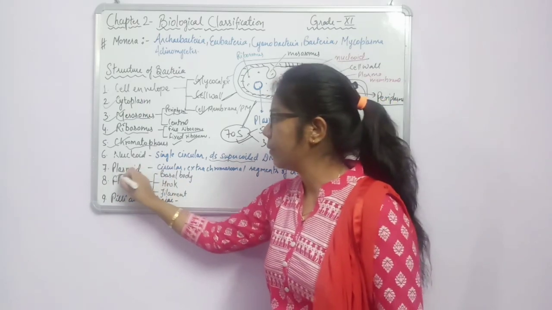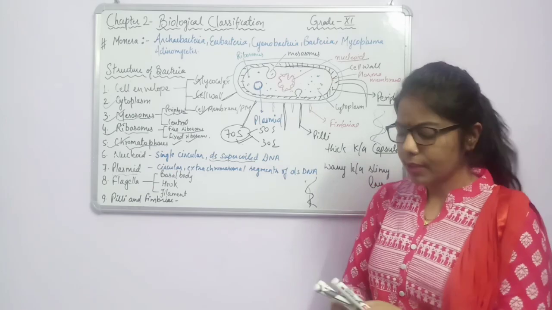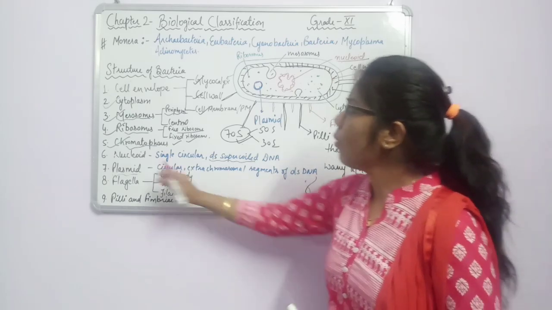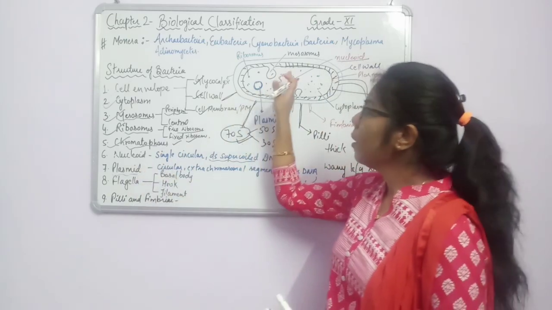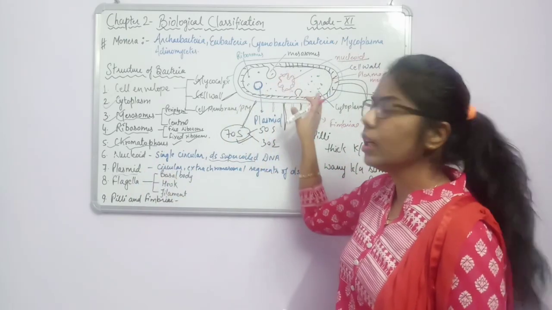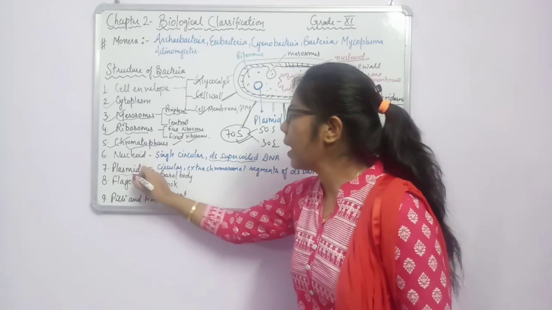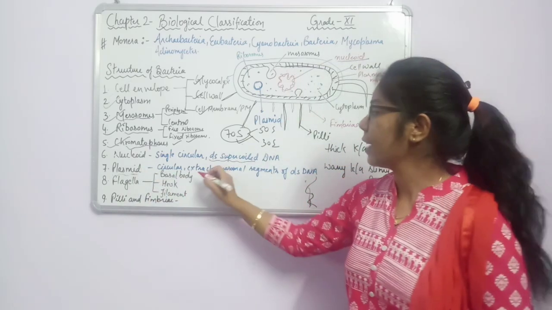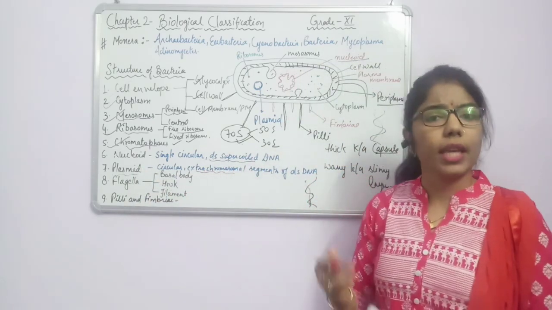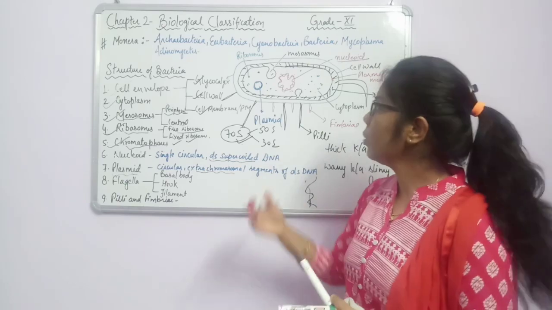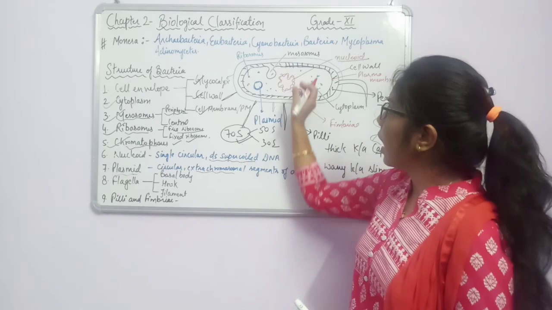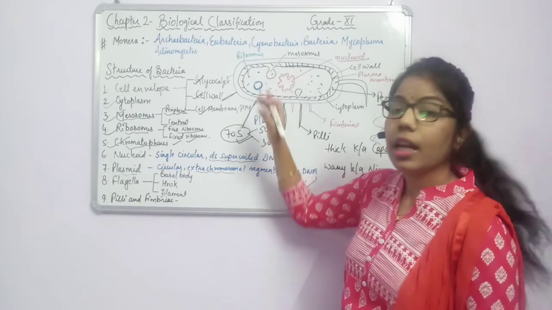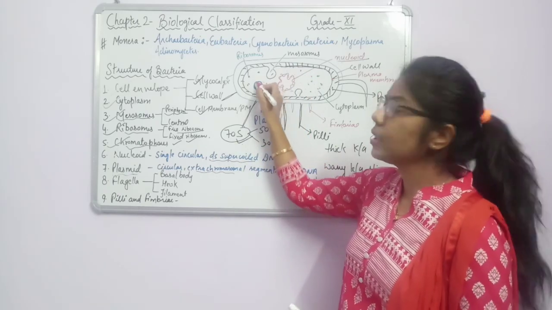Another thing is the plasmid. Plasmid is again a type of genetic material. It contains DNA, but it's not the primary genetic material of the prokaryotic cell. It is known as extra chromosomal, extra nuclear, or extra genetic material, because along with the main genetic material, we have another genetic material present in this plasmid.